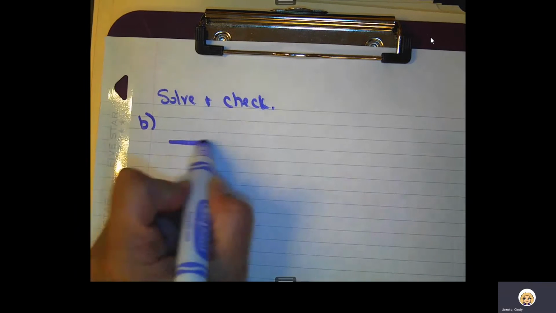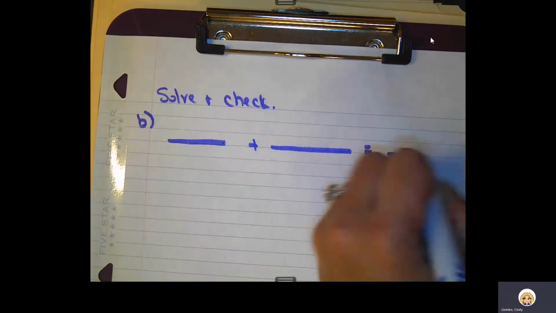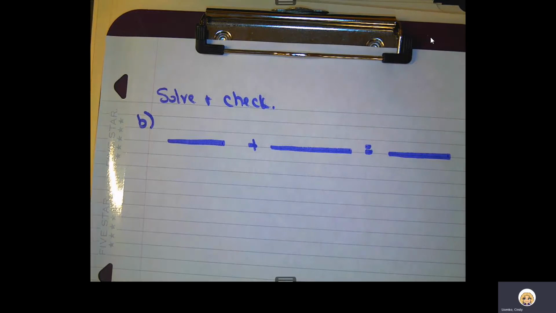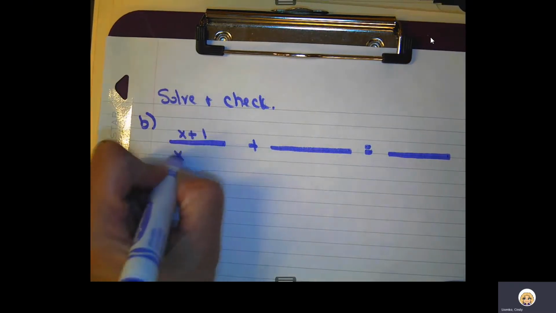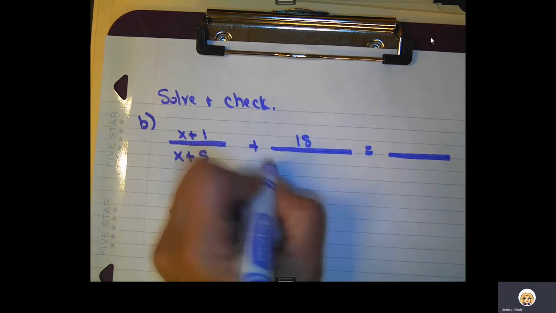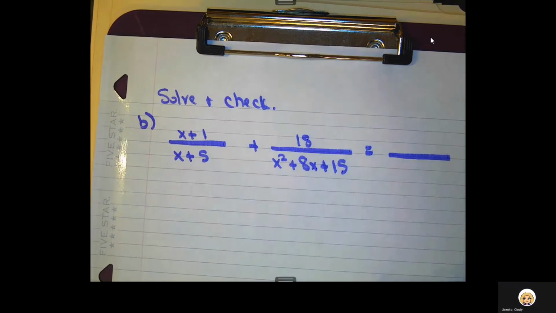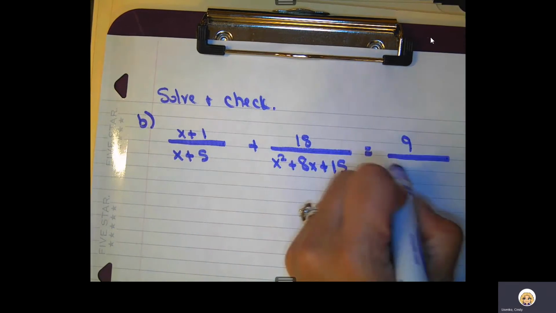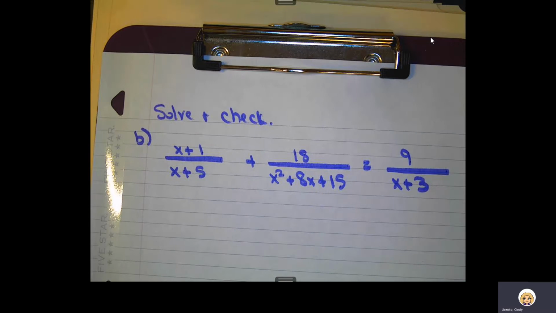So we've got two fractions that we're adding, and it's going to equal one other fraction. So there's my setup. So we have x plus 1 over x plus 5. Then we have 18 over x squared plus 8x plus 15. And at the end, it was 9 over x plus 3. What we're going to do is solve this. So just like in the previous notes, what we have to do is find the LCD.